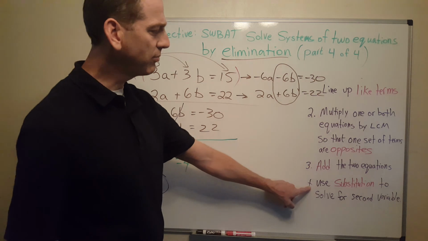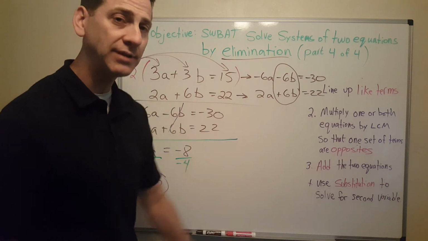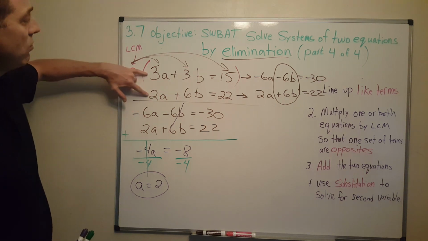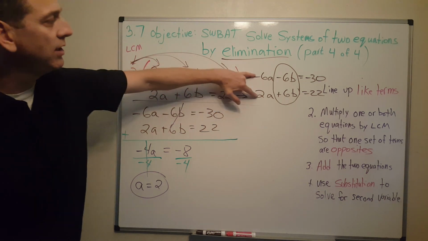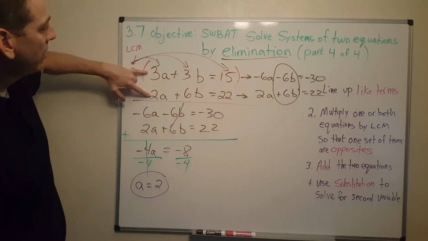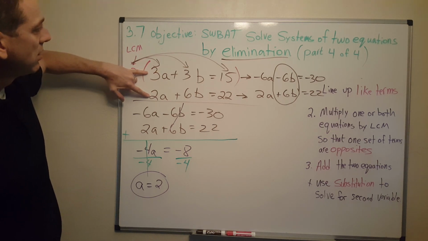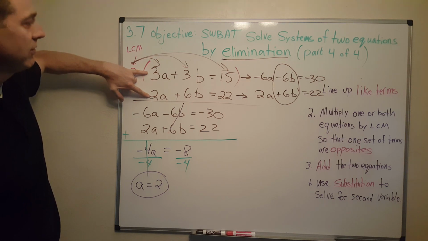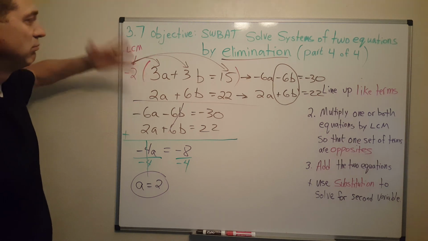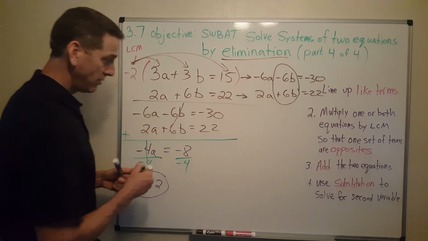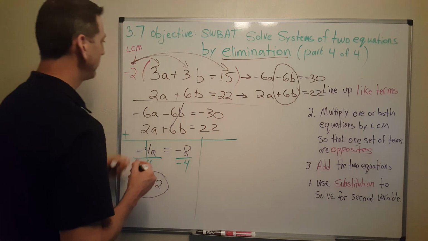All right, I'm going to use my substitution to find the second variable. I know that a is 2, so I'm going to use either one of these equations, it doesn't really matter. Which one of these do you think is going to be easier, the top one or the bottom one? You know, they're pretty much the same. I'm just going to go with the top one, just because the numbers are a little bit smaller. All right, so let's go ahead with this top one here.